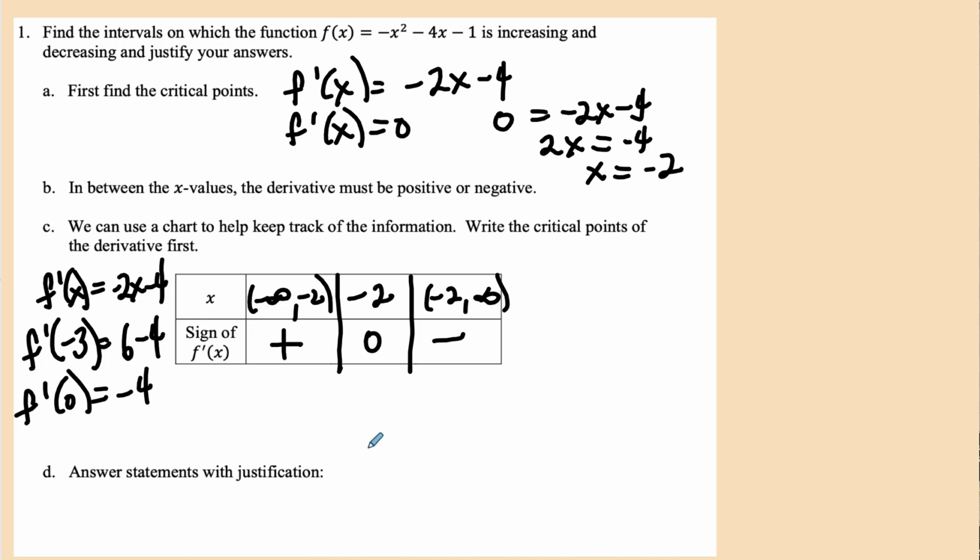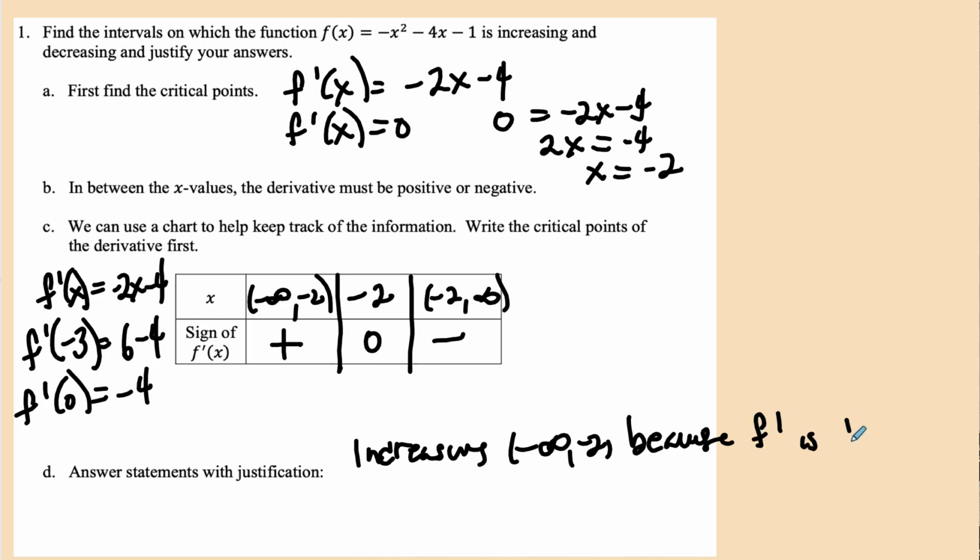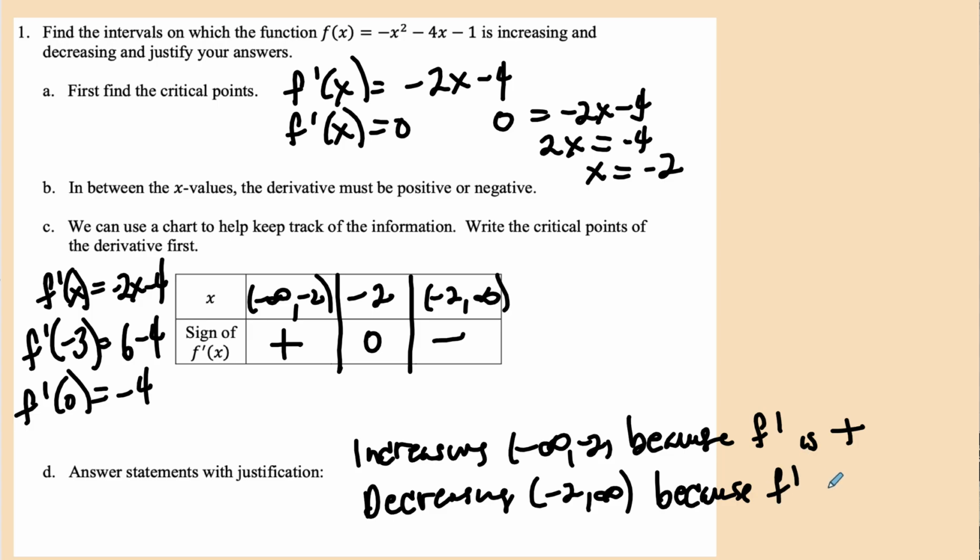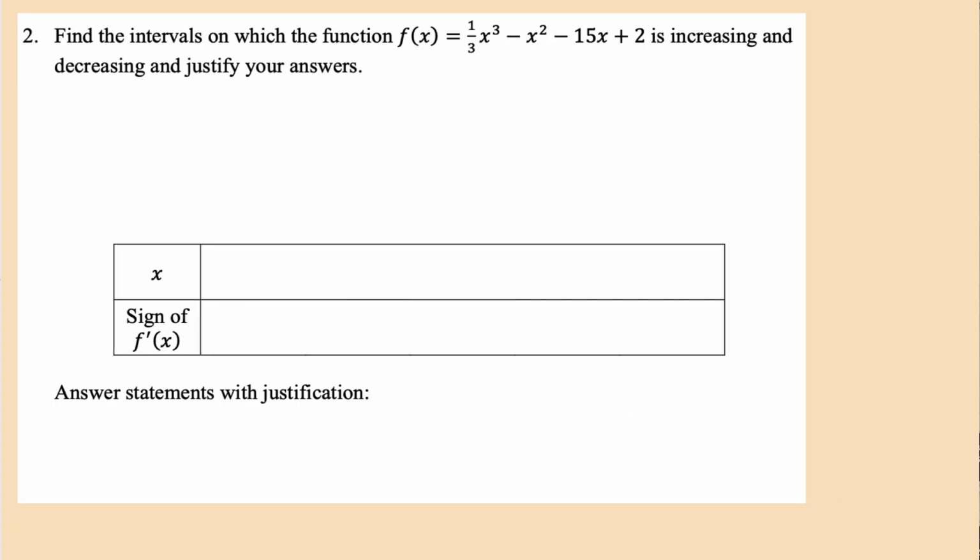So I say that it's increasing in the interval from negative infinity to negative 2 because, and the justification is, that the derivative is positive. It's decreasing in the interval from negative 2 to infinity, and we have to identify why, and because the derivative is negative. All right, let's take a look at another one, and we're going to find whether it's increasing and decreasing.